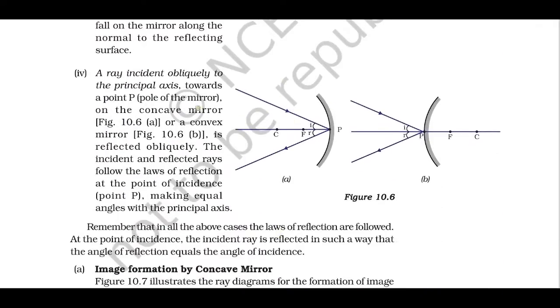Fourth condition: if a ray is incident obliquely at the point P, that is the pole, it is reflected back obliquely.